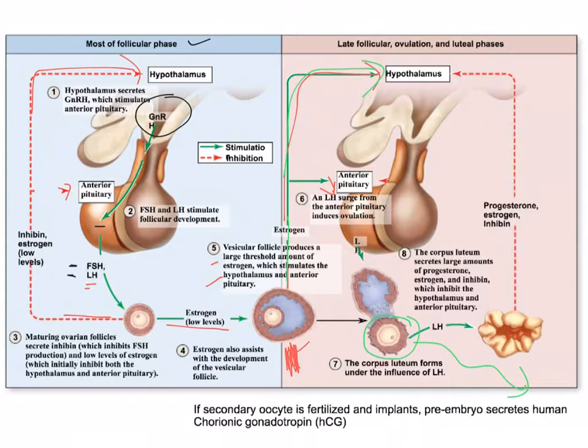The corpus luteum forms because of the luteinizing hormone. And then the corpus luteum is going to secrete progesterone and estrogen, which will work on the uterus, and those will go back and inhibit the hypothalamus from making more luteinizing hormone until we're ready.